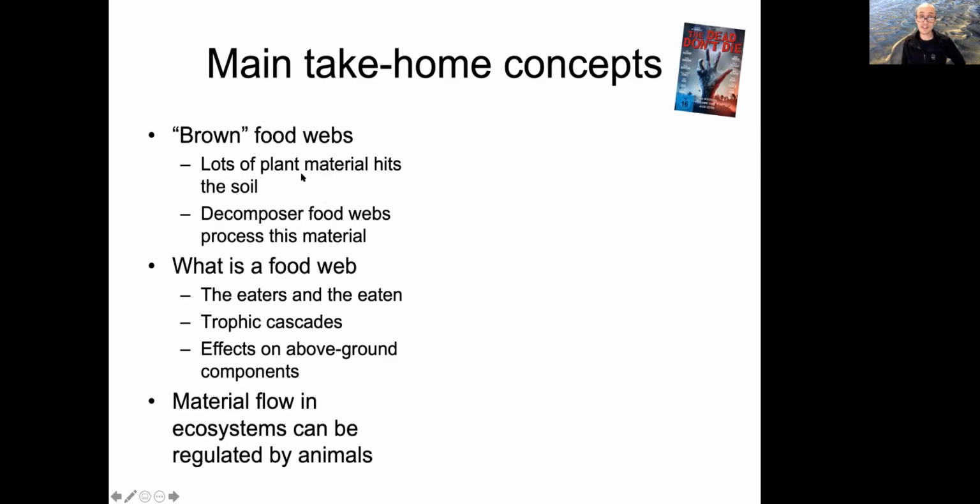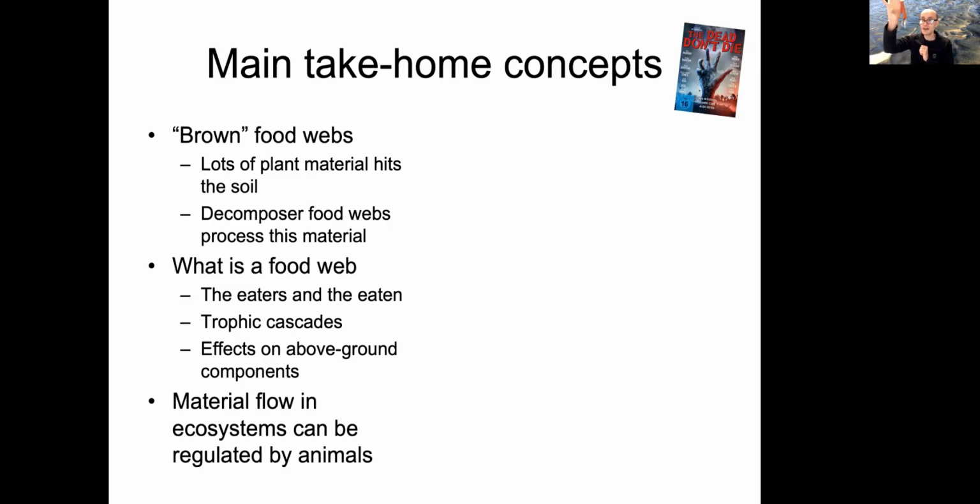So a lot of plant material hits the soil that's dead, and these decomposer food webs process this material. And I introduced this concept of the food web, which is basically a fancy way of trying to figure out who eats who, the eaters and the eaten, the consumers and the resource there. And the potential for these indirect interactions through a food web that reticulate through these intermediate players.